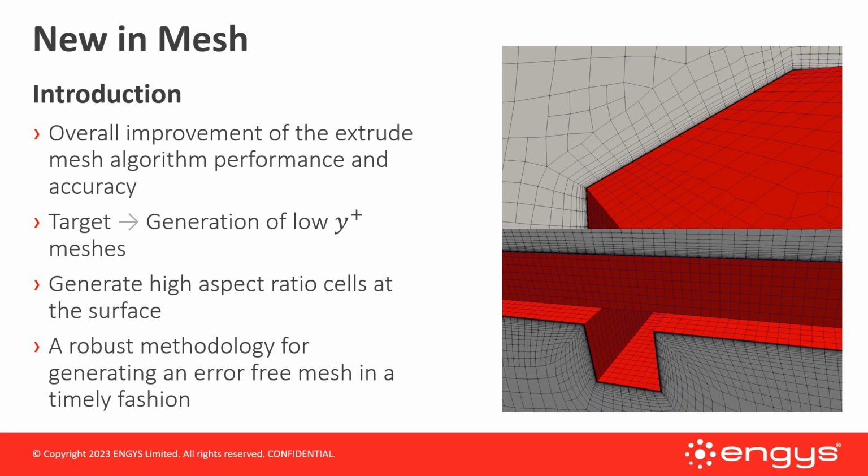To achieve this, we've focused on generating high aspect ratio cells at the surface, which allows for better resolution of the flow near the walls. This improvement leads to more accurate simulations, especially for complex engineering applications. Furthermore, we have developed a robust methodology that ensures an error-free mesh is generated in a timely manner. This reduces the chances of encountering issues during the simulation process and allows you to focus on interpreting your results.